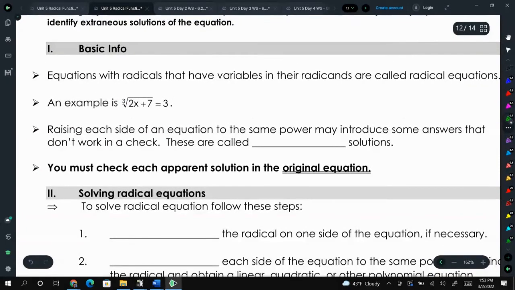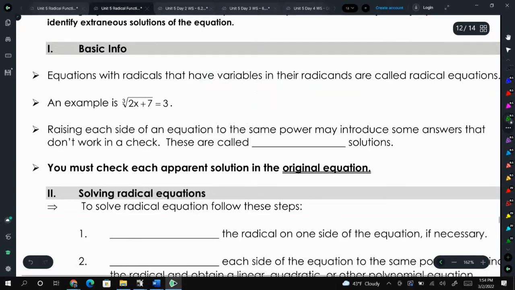Now, to solve radical equations, at some point we're going to need to raise each side to a power. To undo a third root, we would raise each side to the third power. Just like when we had x squared equals 9, and we would square root both sides, because that would cancel out the x to the second power. It's the same thing in reverse here, where if we have the square root of x equals 9, we would have to square both sides to get rid of the square root.